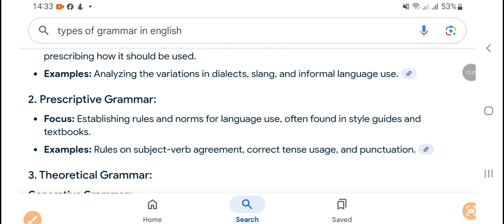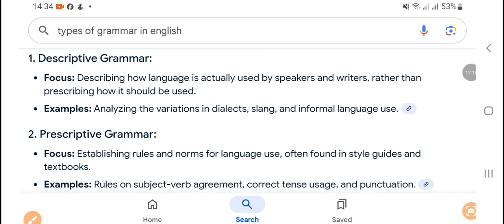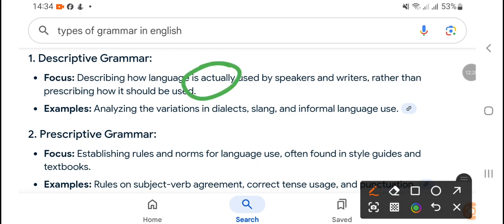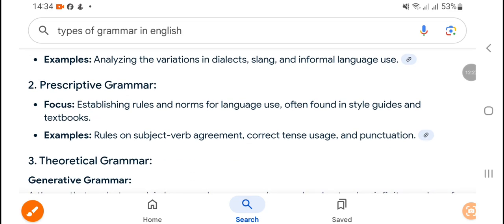However, I have taught you that continuous tense is used when action is in progress. But here no, right now I'm not reading at the time of speaking. But these days I'm reading Shakespeare. So that is also another example of how we use language, which is descriptive grammar. The example they have given is analyzing the variations in dialects, slang and informal language, right?